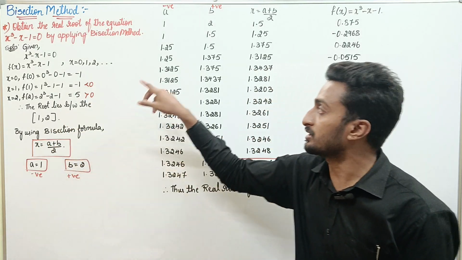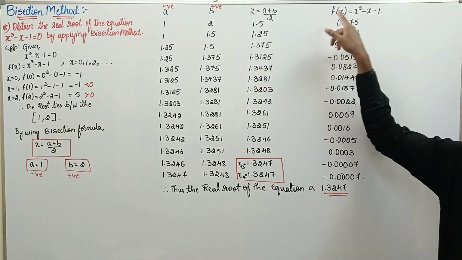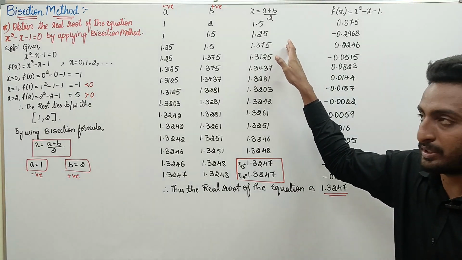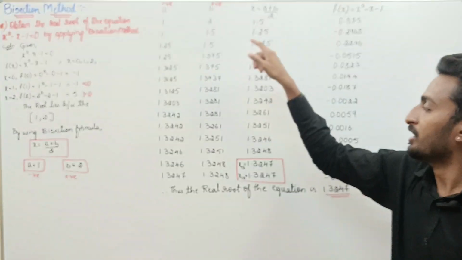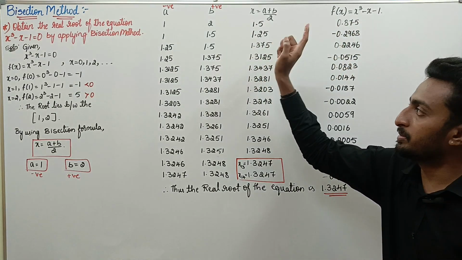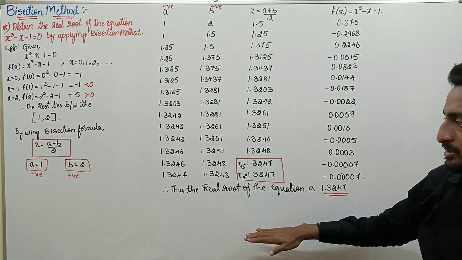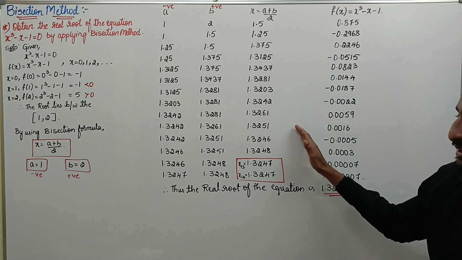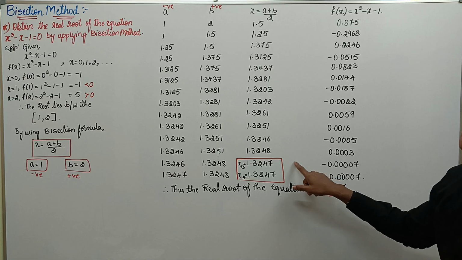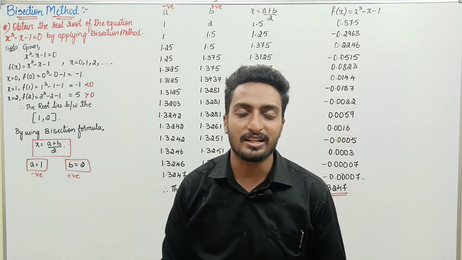Start considering these to substitute in the table: a, b, x equal to a plus b by 2, and f of x. Based on this, we are going to replace the values in a and b. If you get positive, it will be replaced in b. If you get negative, the value will be replaced in a. If you go on simplifying step by step, whatever I have explained in the video, you get the final approximation, that is 1.3247 and 1.3246. Okay, done. This is how you are supposed to represent the bisection method.